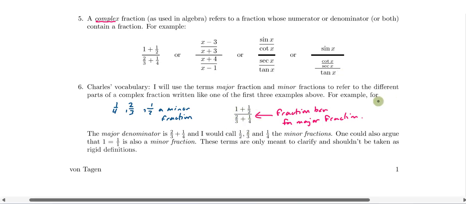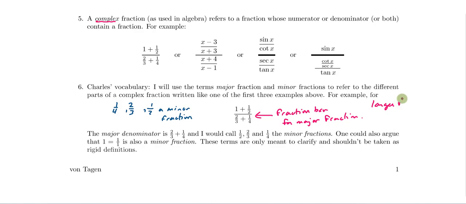I'm going to refer to all of these as minor fractions nested inside of the larger fraction. The larger fraction's numerator, for example, is this entire expression. So the larger fraction's numerator, and I should say the major fraction's numerator, because that's the word I'm going to use. The major fraction's numerator is 1 plus 1/2. So we've got the idea of major and minor fractions. And you can see I went ahead and explained some of that here.